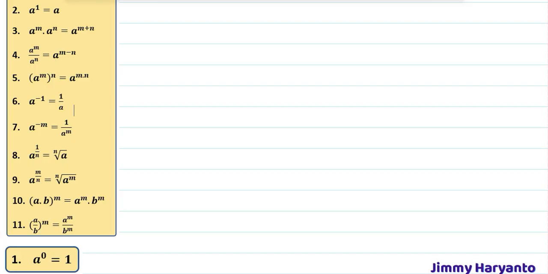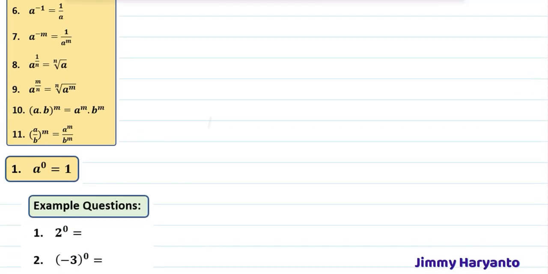8, a to the power of 1 over n equals root n of a. Wait, how do you say it? Root n of a. Okay, that's the correct one. Then a to the power of m over n is root n of a to the power of m. And then question 10, when you have a times b to the power of m, you can put the m inside the brackets. You have a to the power of m times b to the power of m. And this one is also the same. Okay, we'll review one by one.